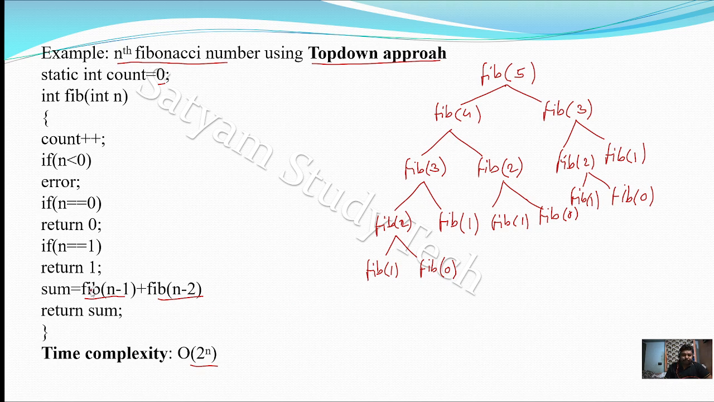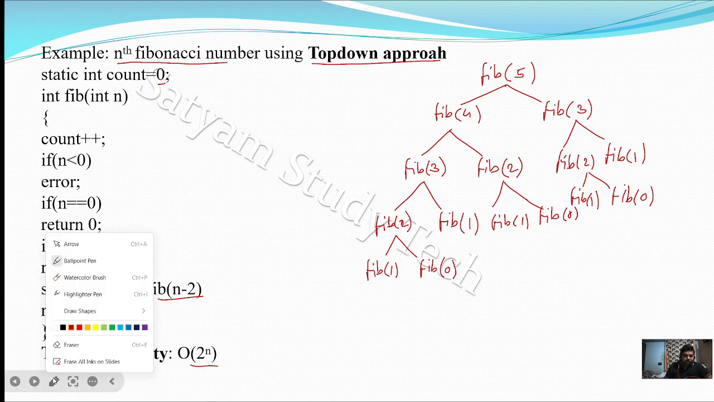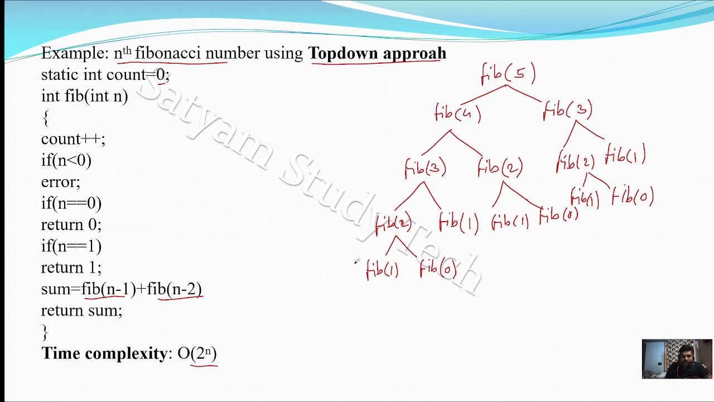Now we can discuss fib of 1. Here n is 1, so return 1. Here fib of 0: n equals 0, so return 0. And fib of 2 is fib of n minus 1 plus fib of n minus 2. Here you add the subproblem results, 1 and 0, 1 plus 0 is 1. So the fib of 2 value is 1. Here the fib of 1 value is 1, and fib of 3 is 1 plus 1, that is 2. Fib of 3 is 2.